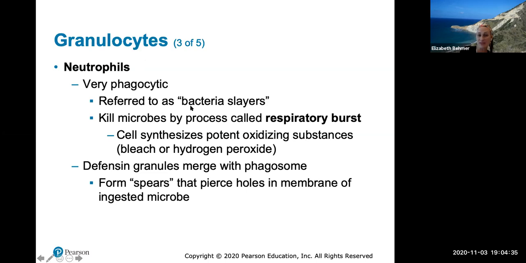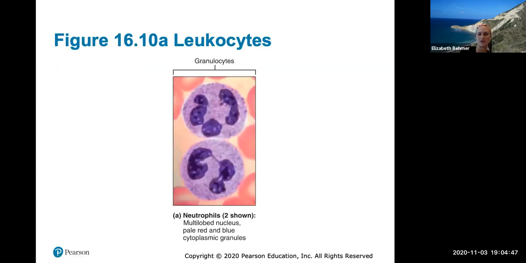They're very phagocytic. They're referred to as bacteria slayers. And that's all I want you to know. So they're phagocytic cells, multi-lobed. They're the most numerous. So here are the neutrophils. There's 2 shown there, and you can know they're neutrophils because they have multi-lobes to them. Maybe I would even have a matching picture question for this one.